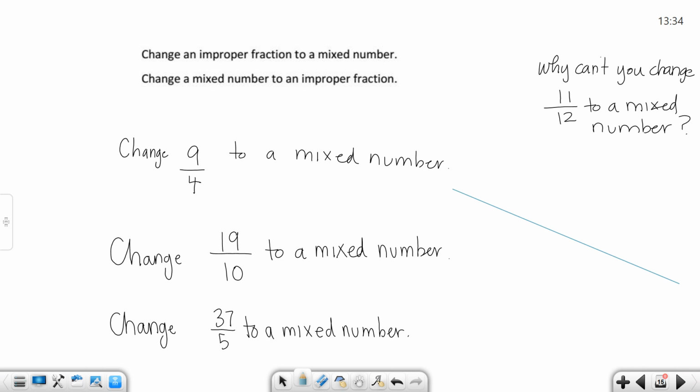Okay, so what they're going to do first is ask you to change these improper fractions. All 3 of these are improper fractions. You're changing them to a mixed number. Remember that when you read this fraction, it's 9 divided by 4. If you went old school and divided it out by long division, the denominator goes on the outside. 4 goes into 9 2 times with 1 left over.